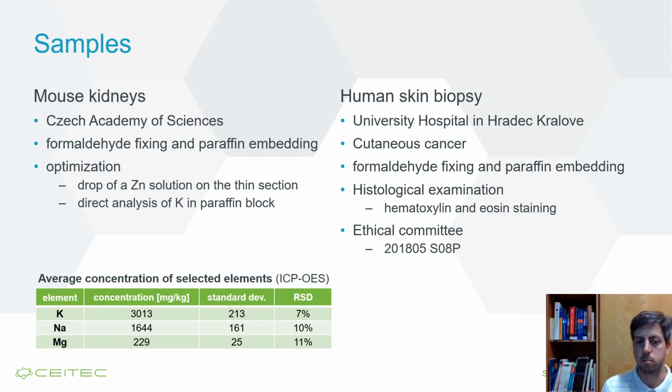One was to compare the intensity of zinc signal, which was artificially administered to the sample in the form of a drop of a solution. The other way was simply to look for the potassium intensity in the kidney. This we would like to support by the ICP-OES analysis, where you can see that the content of potassium, sodium, and magnesium, for instance, is quite stable regardless of the size of the sample.